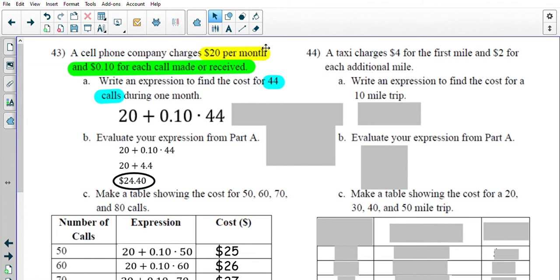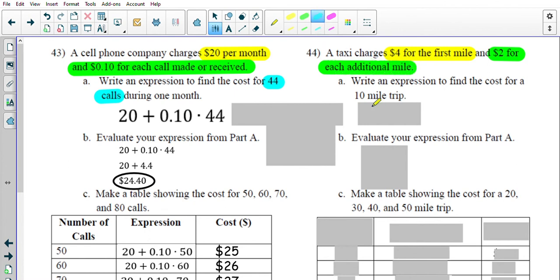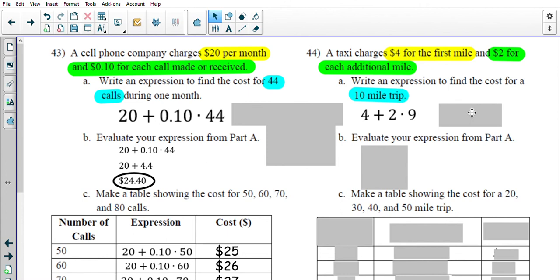Now, it's really tempting to say, okay, it's $4 for the first mile, so I've got 4, plus then we've got $2 for each additional mile, so take 2 times 10. But keep in mind our first mile is the one that's $4, and every additional mile, which is our other 9 miles, it's going to be $2. So you want to start with 4 plus, and then $2 times 9 miles, because we have 9 additional miles on top of that first mile.